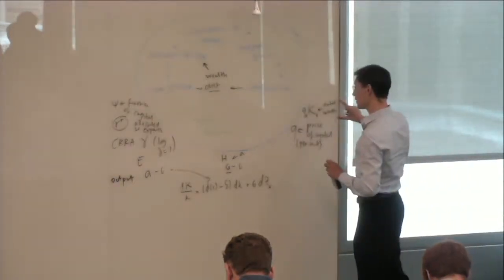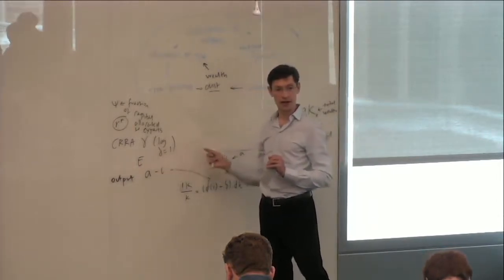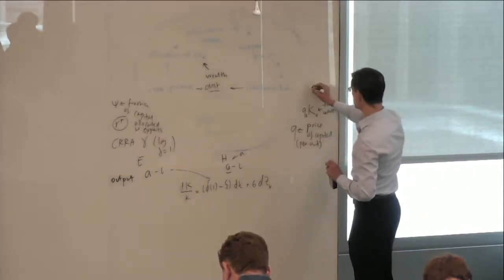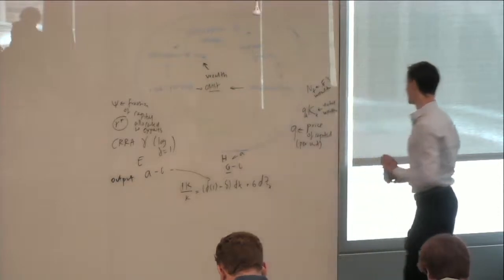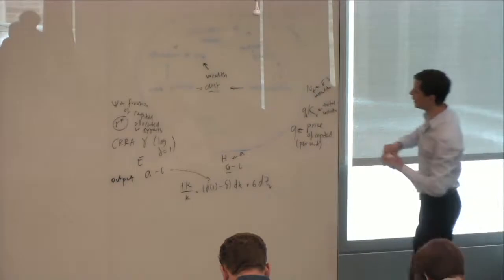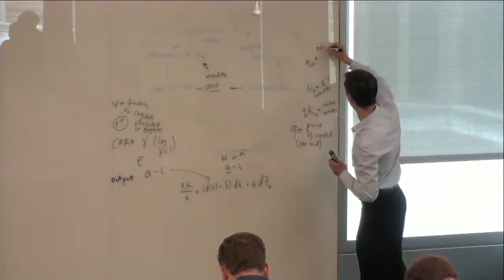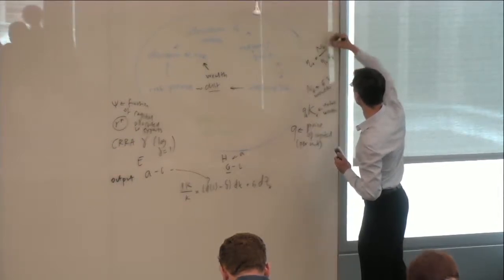So this is the total wealth. Experts have a part of this total wealth, and households have a part of this total wealth. Let me denote by N_t the expert's wealth, and let me denote wealth share, N_t over Q_t K_t, this is the expert's wealth share.